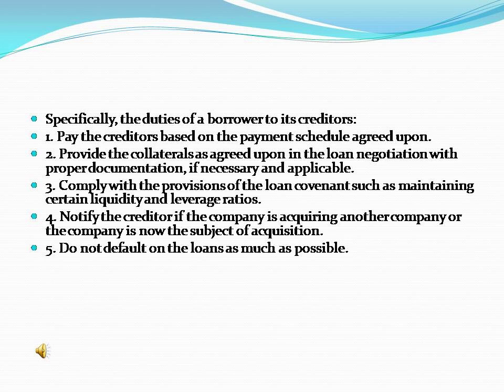1. Pay the creditors based on the payment schedule agreed upon. 2. Provide the collaterals as agreed upon in the loan negotiation with proper documentation, if necessary and applicable. 3. Comply with the provisions of the loan covenant, such as maintaining certain liquidity and leverage ratios. 4. Notify the creditor if the company is acquiring another company or the company is now the subject of acquisition. 5. Do not default on the loans as much as possible.